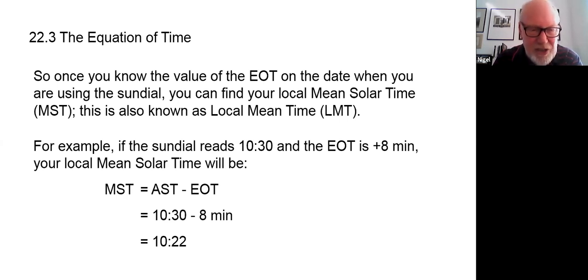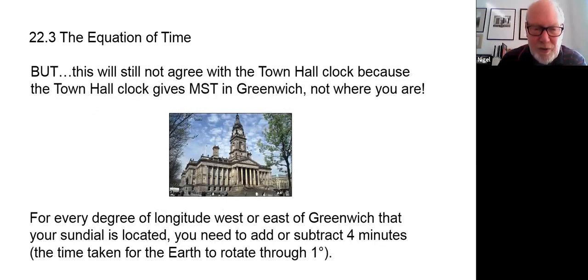So MST, the mean solar time, is the apparent solar time, which is the time on the sundial, 10:30. Take away the equation of time, which is 8 minutes. So 10:30, take away 8 minutes is 10:22. So your real time where you are locally is 10:22. It's not 10:30 at all. Let's do another. Oh no, I thought there was another one. There's not. Right. Okay. There's some more examples a little bit later on, so we'll get our heads around that.